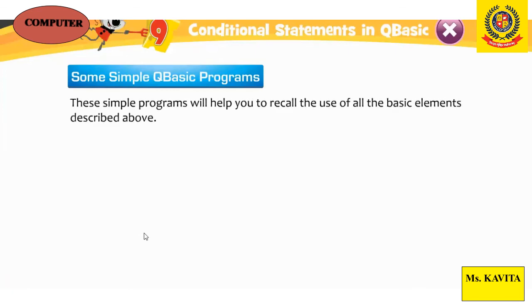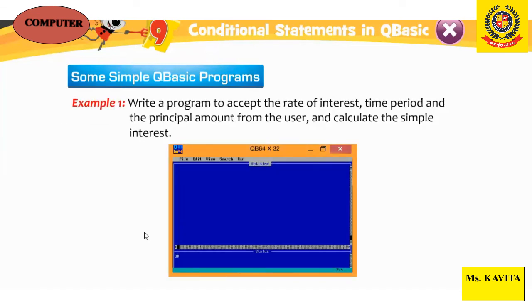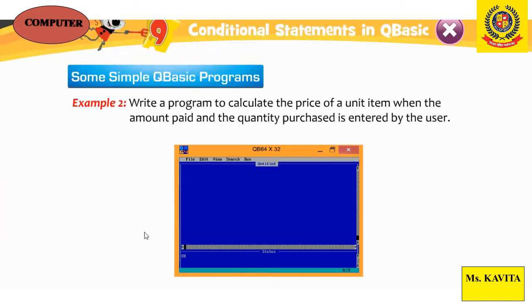Now commands, already we have done these commands. CLS clears the output screen. CLS stands for clear screen. It clears the output screen. LET statement is used to assign a value to a variable. Like you can write LET A equal to 25. 25 is a value. A is a variable.